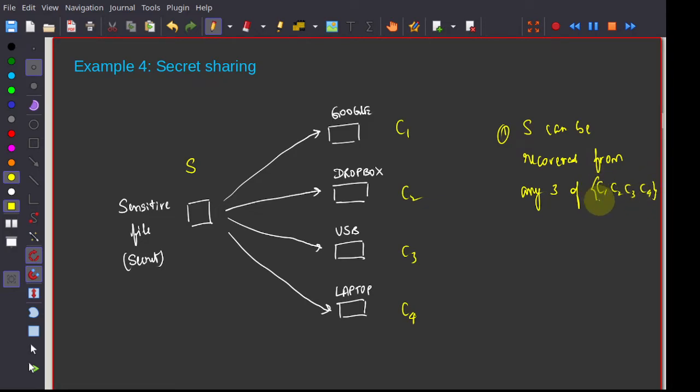So if I have access to maybe Google, Dropbox and my USB, I can recover S. If I have access to Google, my USB and my laptop, then I can recover the original secret file. But if I have access to any fewer than this, let's say any two of them, maybe only Google and Dropbox or only USB and laptop, then I should be able to get absolutely no information about S. What I see is complete garbage, and I can make no sense of it whatsoever.